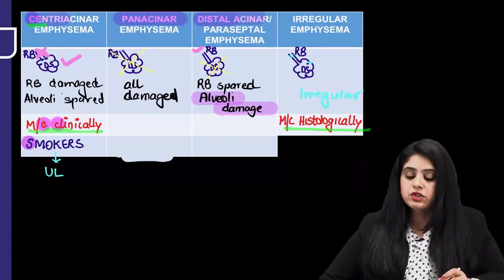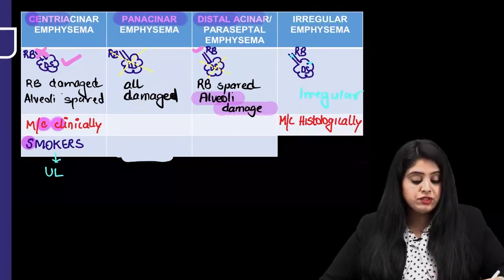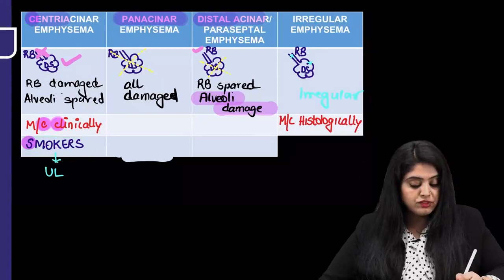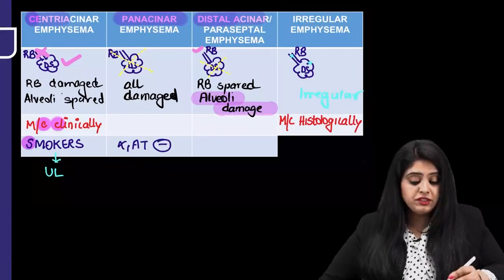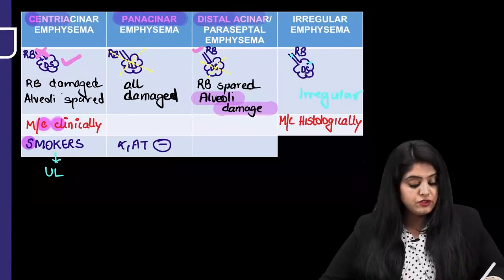Most common histologically is going to be the irregular emphysema. Now you will ask me which is the one that you see in smokers. So S for S, smokers mein dikhega centri-acinar, and which is the one that you see in alpha-1 antitrypsin deficiency? That is pan-acinar, most common in alpha-1 antitrypsin deficiency, and that tends to involve the lower lobe.